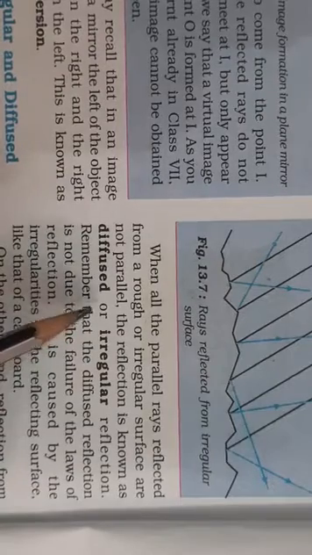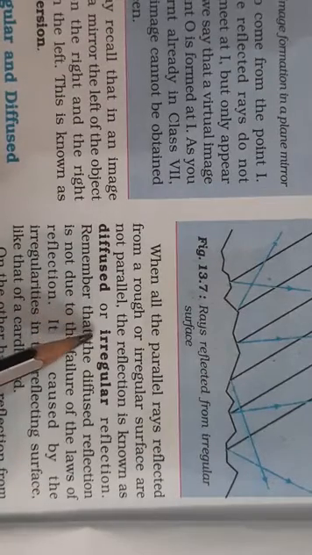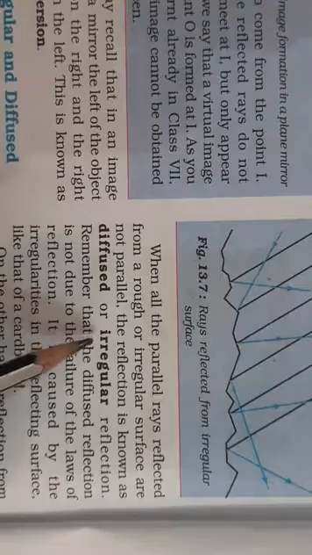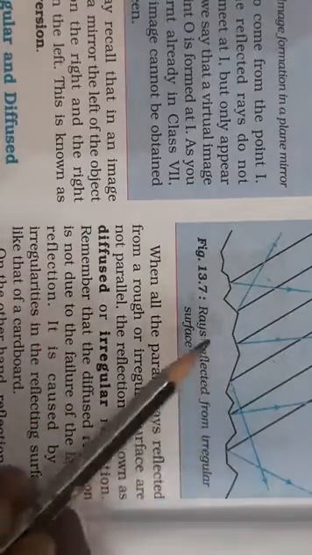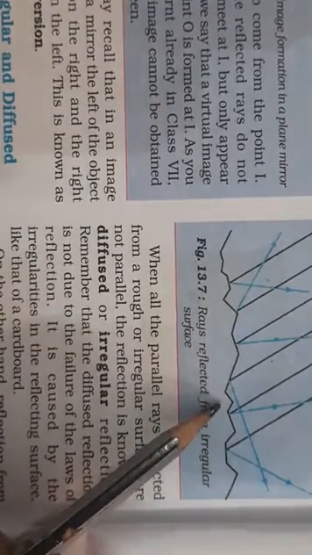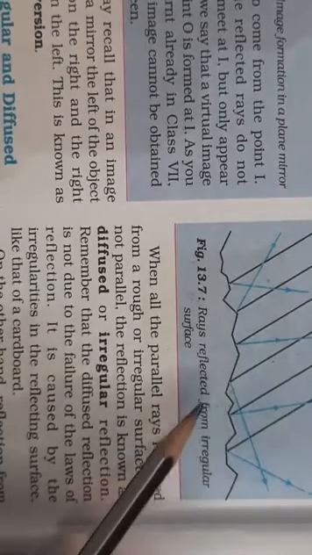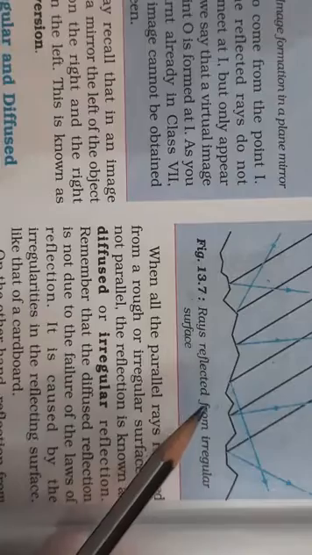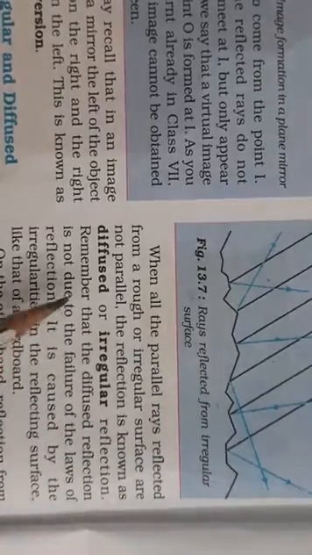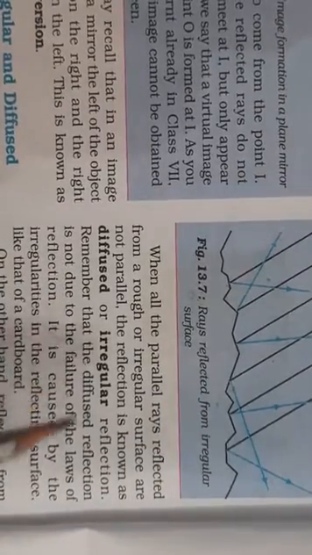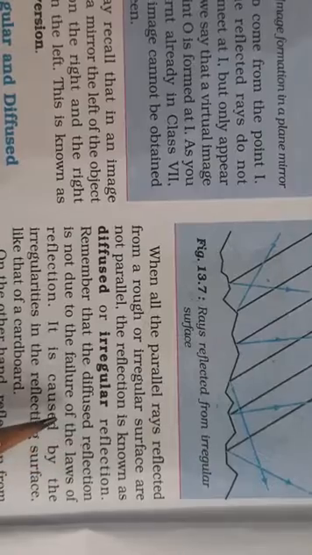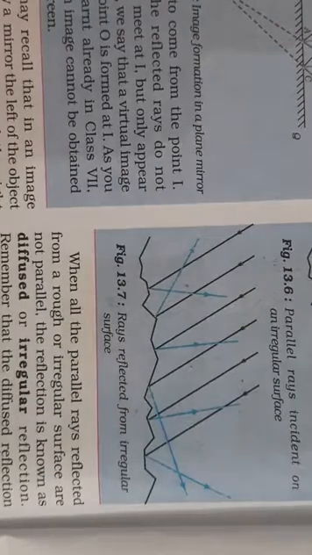Now diffused or irregular reflection means when the light rays fall on an irregular or a rough surface, the reflected rays get scattered here and there, and so that is why it is called diffused or irregular reflection. And why is it caused? It is caused due to the irregularities in the surface.